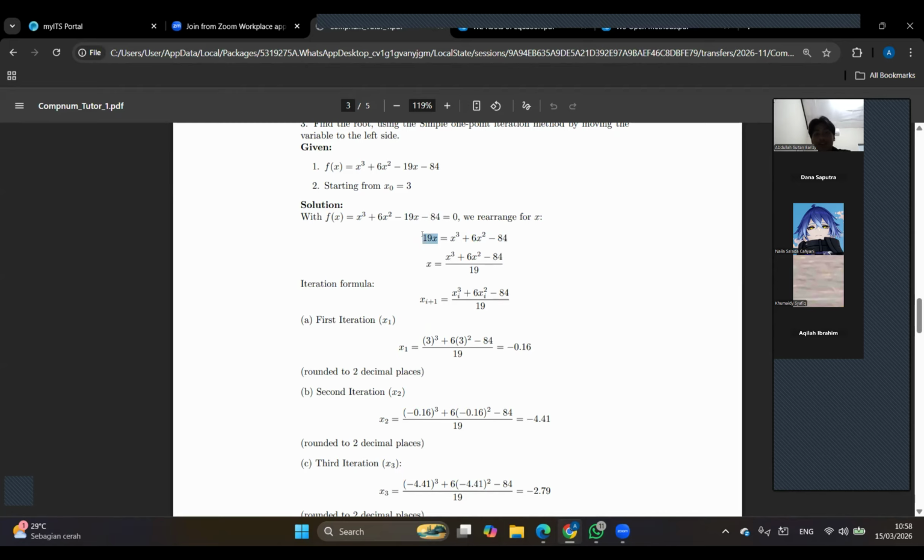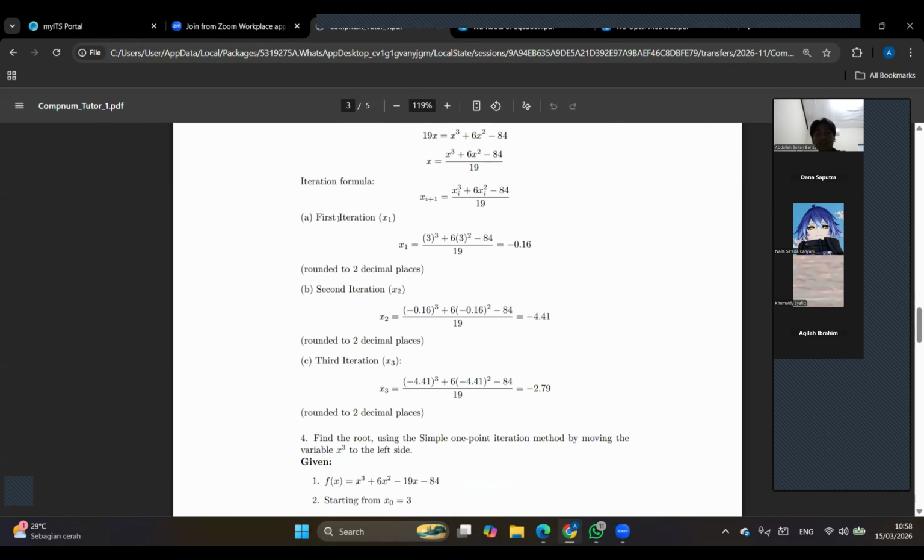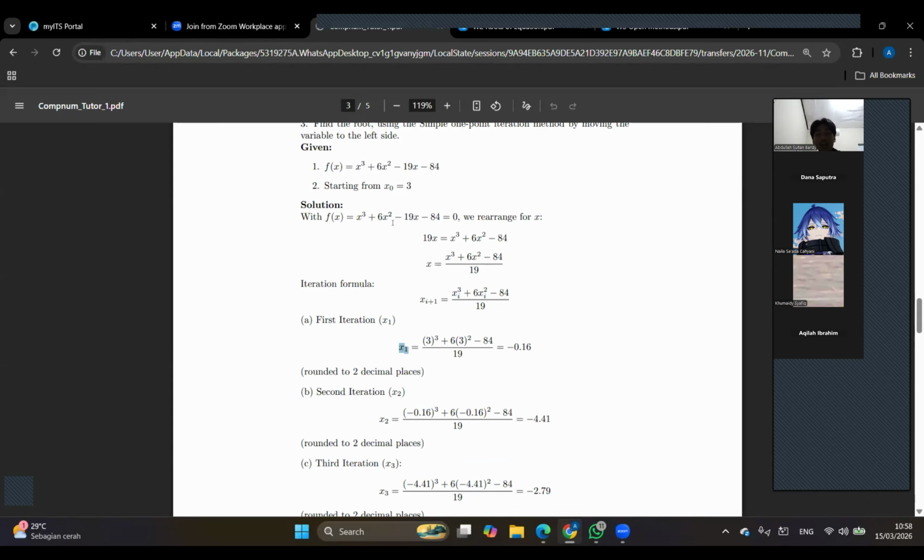And after we isolate 19x, we divide both sides by 19 so that x is alone on the left side. And after this, we can get the iteration formula to be like this. Now, for the first iteration, we want to search for x1. So we use x0, that is 3, and substitute it to xi in this formula. We substitute 3 here and here.